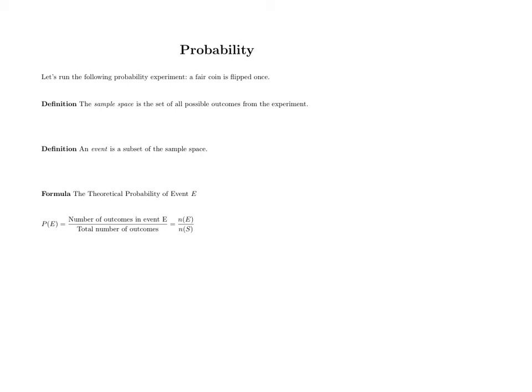In this lesson, we will take all the counting techniques that we've learned up to this point and use them to define probability. To help us understand these definitions and ideas, I'd like to look at a very simple example, and that is, let's run the following, what I'll call a probability experiment. That is, a fair coin is flipped once.